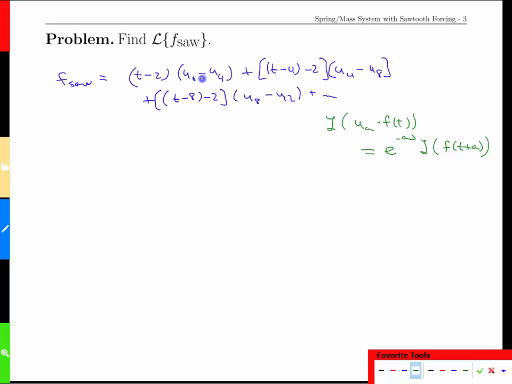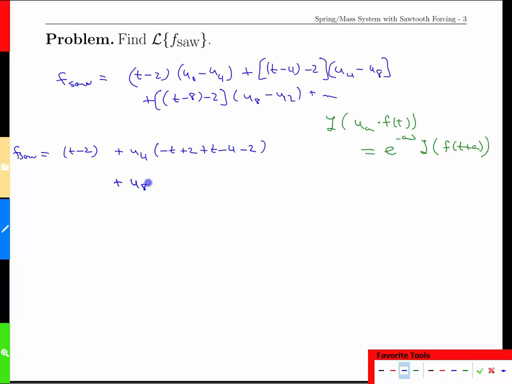We can now proceed, but it'll be helpful to simplify before we take the next step. The reason being we have duplication of the u4, u8, and so on, and we're going to get some cancellation that we can take advantage of. So our f saw can be rewritten. u0, all we have is t minus 2. And in fact, u0 is the same thing as 1 because we're only considering times that are positive. If we add the u4 terms, we have a negative sign here, so we'll have a negative t and a plus 2 for this. And then when we go over to the u4 here, it's positive. So we'll have a plus t minus 4 minus 2.